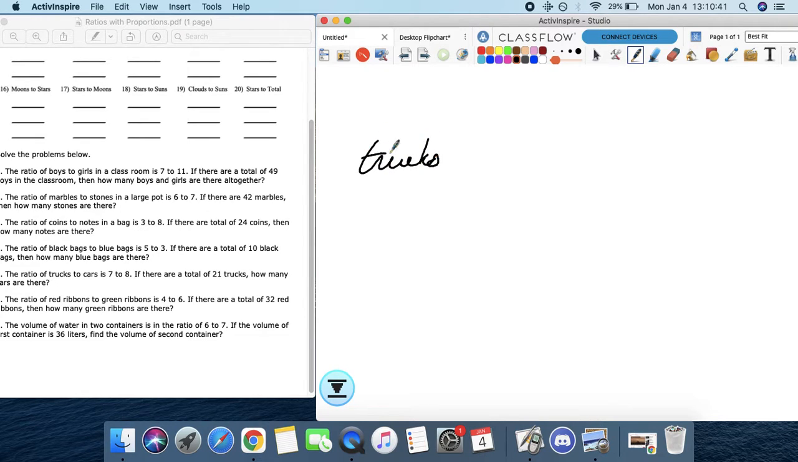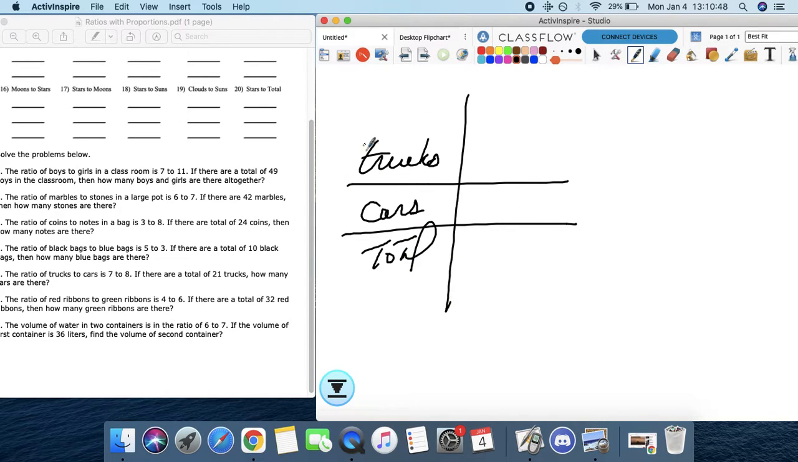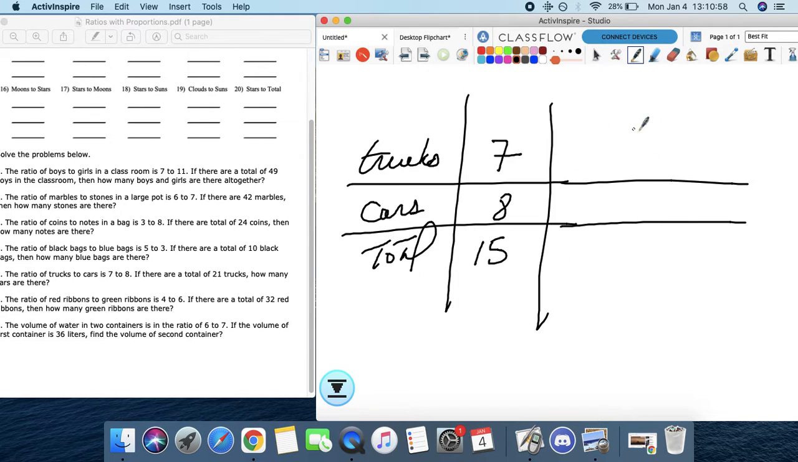Trucks to cars. So what happens when I have this many trucks? 7 trucks, I have 8 cars for a total of 15. So pretend it's a parking lot. In the parking lot, if there's 7 trucks, that means there's 8 cars.